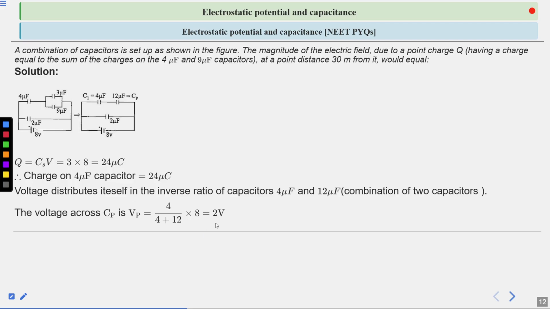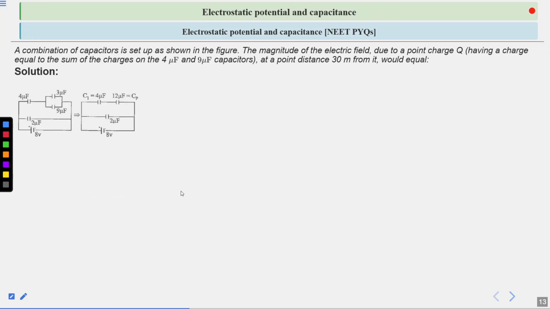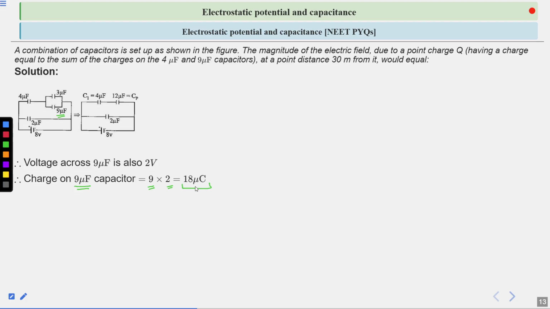So 2 volt is the potential across this 12 microfarad, means across these two capacitors. Since they are in parallel, the potential difference across both the capacitors will be 2 volt. So voltage across 9 microfarad is also 2 volt. Got it? So charge on 9 microfarad capacitor, now that we have found the voltage and we know the capacitance, Q equal to CV. C is 9 microfarad, V is 2 volt. So charge on 9 microfarad capacitor is 18 microcoulomb.